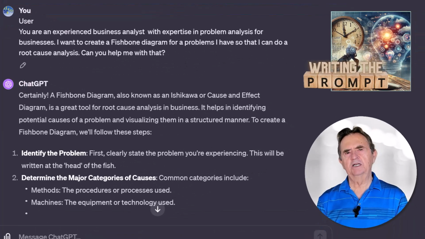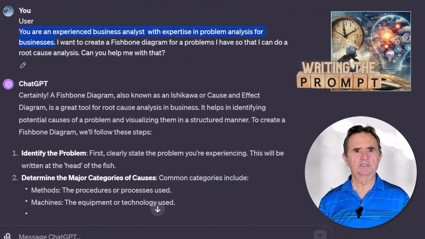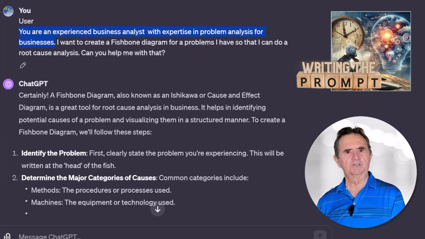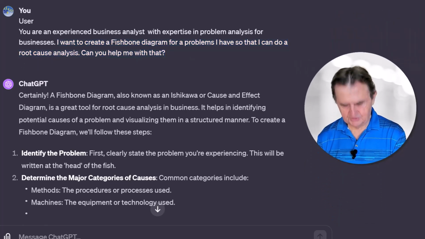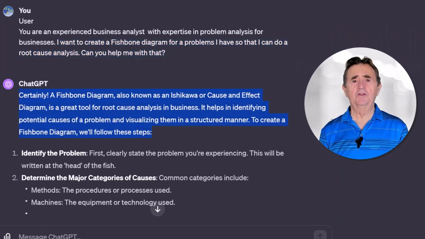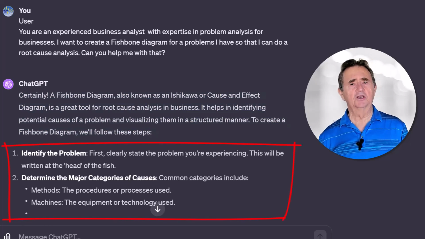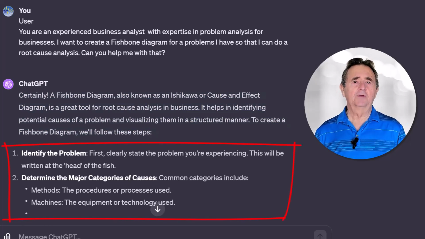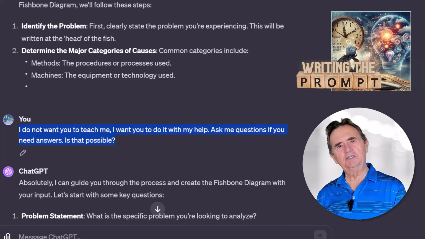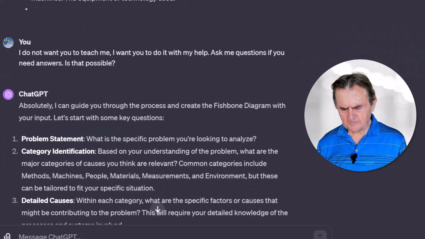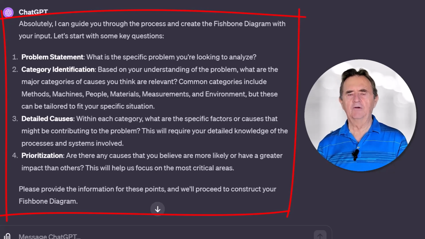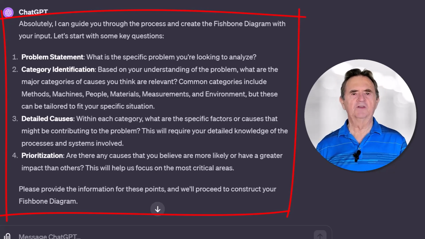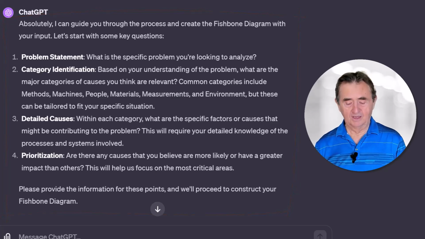I start by assigning ChatGPT the role of an experienced business analyst with expertise in problem analysis for businesses, pretty normal, and asking if it can help me create a fishbone diagram. So it gives me a short definition of the tool, and then it starts to describe what it is in all its glory. That is not what I want, so I interrupt ChatGPT to correct the misunderstanding. Now it responds by explaining what information I need to create the diagram, and it's only marginally better than the definition I had interrupted before.